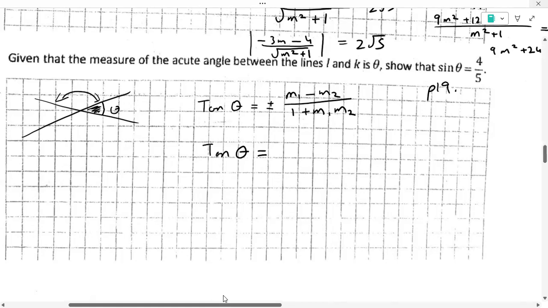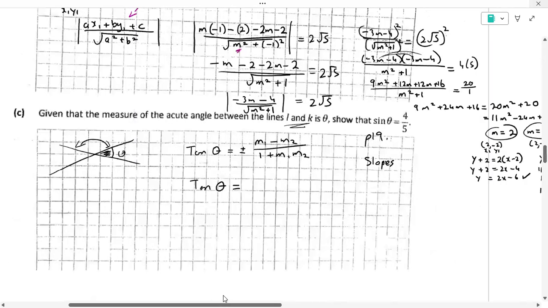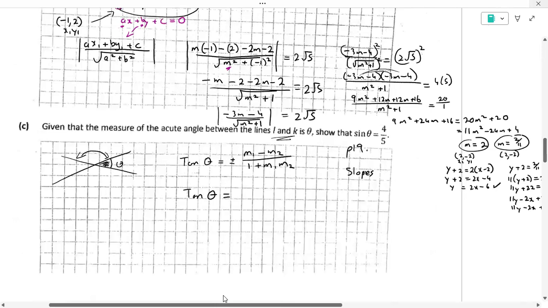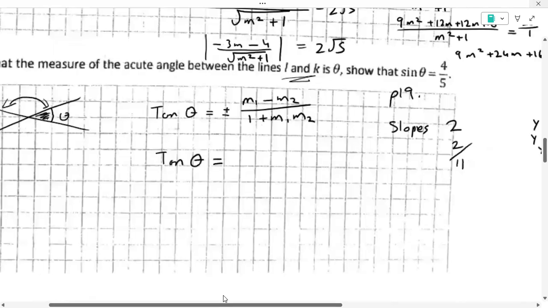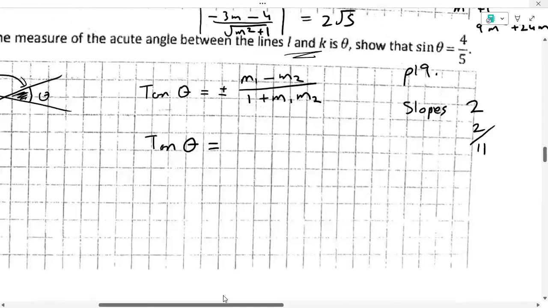Now, it's L and K, so we already have the slopes of L and K. So let's just write down our slopes again. The slopes were 2 and 2/11. So they were the two slopes. So we'll just call one of them M1 and one of them M2. So when I go to fill this in, I have 2 minus 2/11, over 1 plus 2 times 2/11.